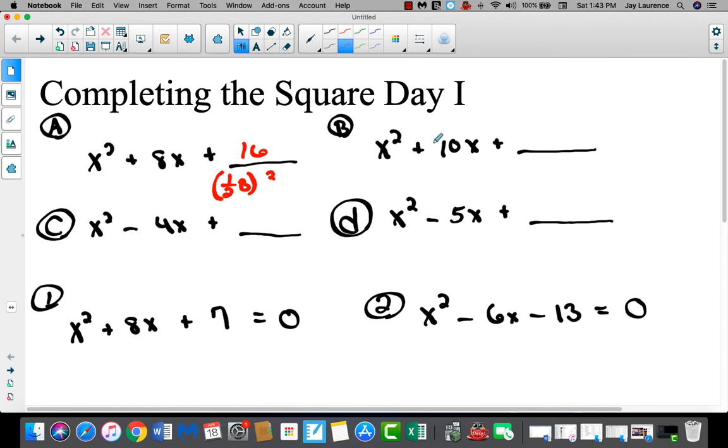You try it on B. Take half of b. You have to make sure a is 1. Okay, a is 1. Take half of this and square it. Hopefully you got 25. All right, go ahead and do C on your own. See if you can do C. Here comes my answer. Yep, I got 4. Half of negative 4 is negative 2. Negative 2 squared is positive 4, because it means this, right?